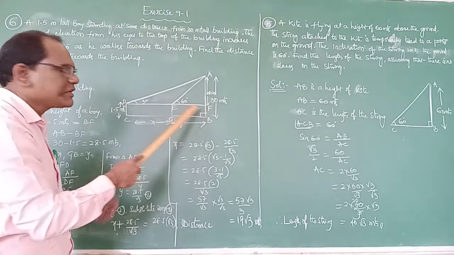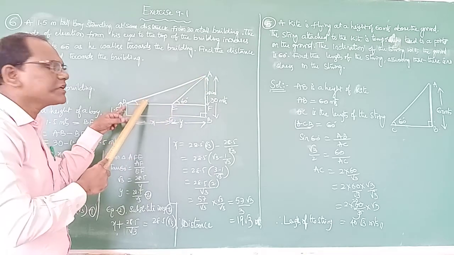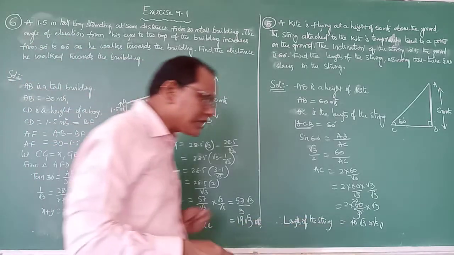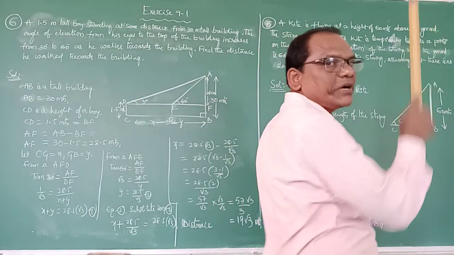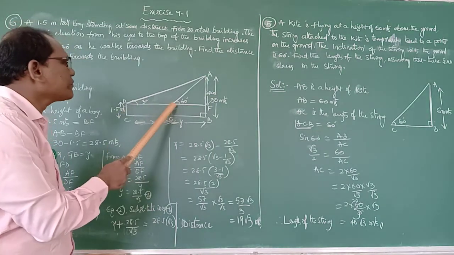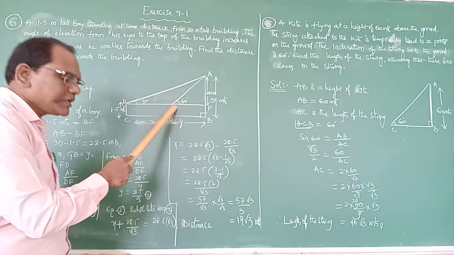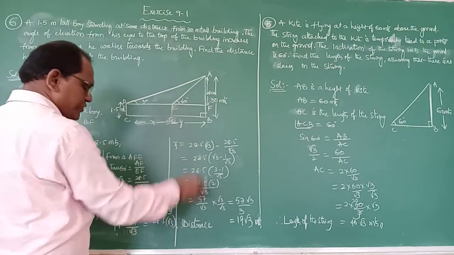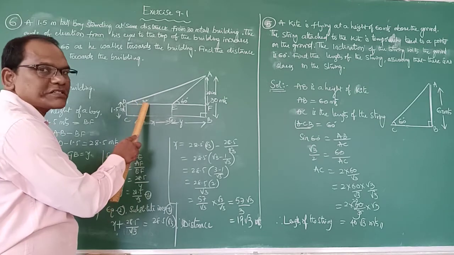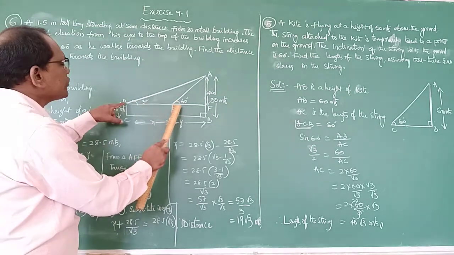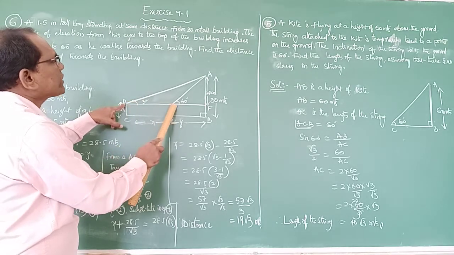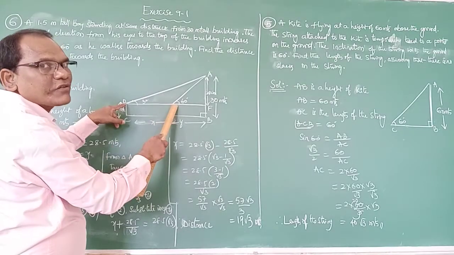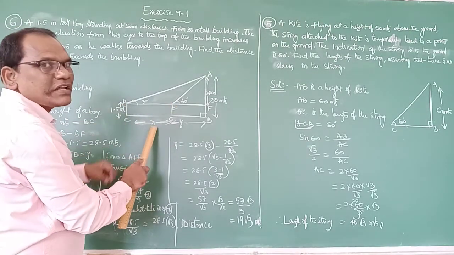Where is the building? This is the building. The boy is here. First he observes the top of the building at 30 degrees. Then he walks, and we don't know how much distance he walks. He walks a little distance and looks again towards the building. From the second position he observes the top of the building at 60 degrees. So the angle goes from 30 degrees to 60 degrees. Here the positions are D and E. How much he walked, find the distance he walked towards the building. That means from here to here, D, we have to find. What is the D length? It equals X. The X value we have to find.